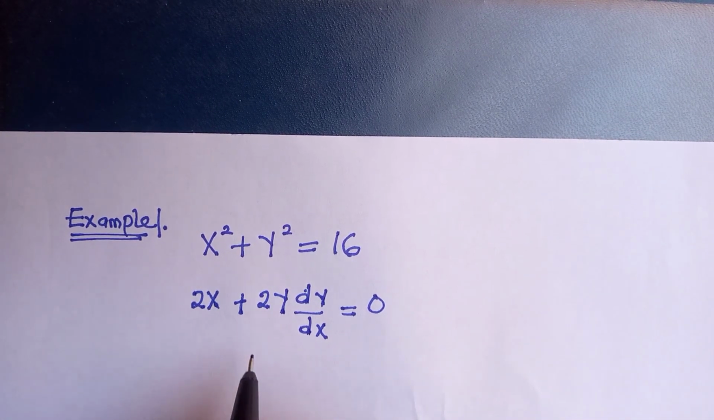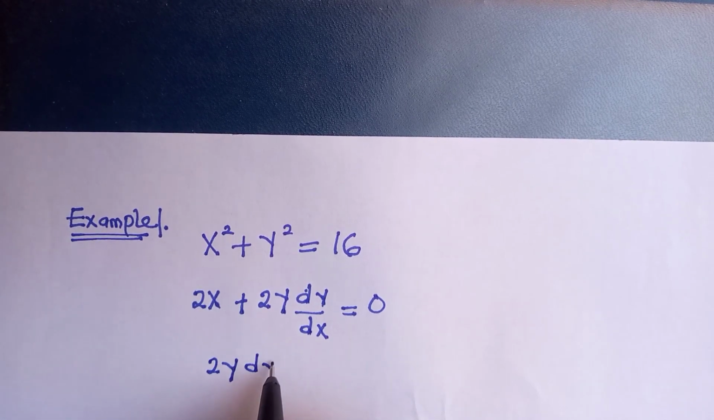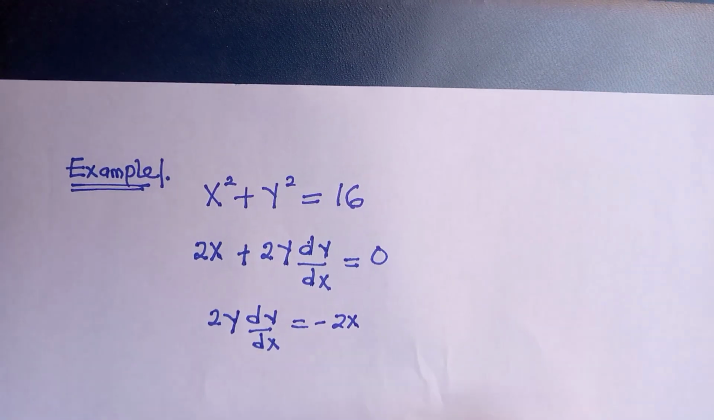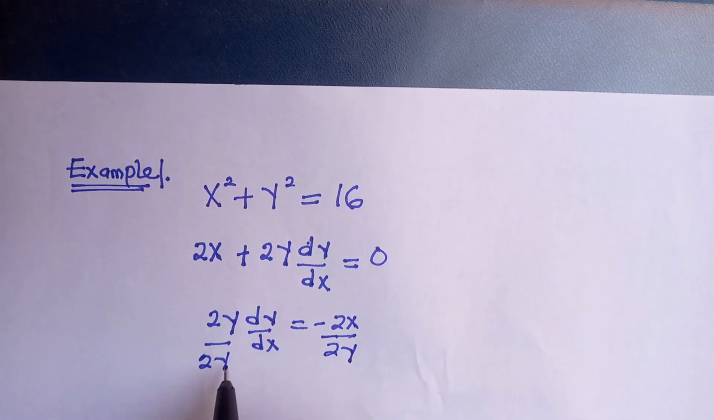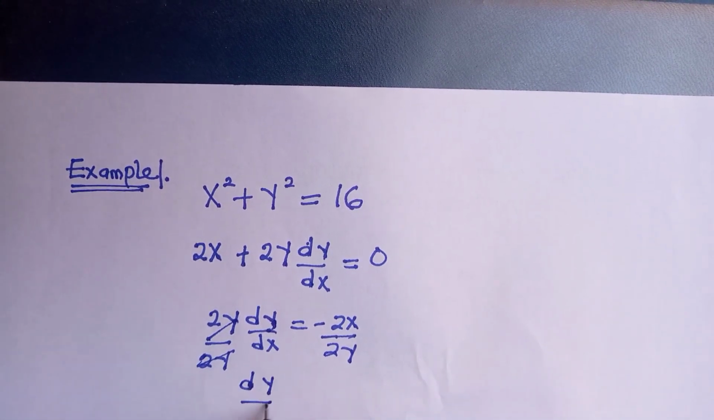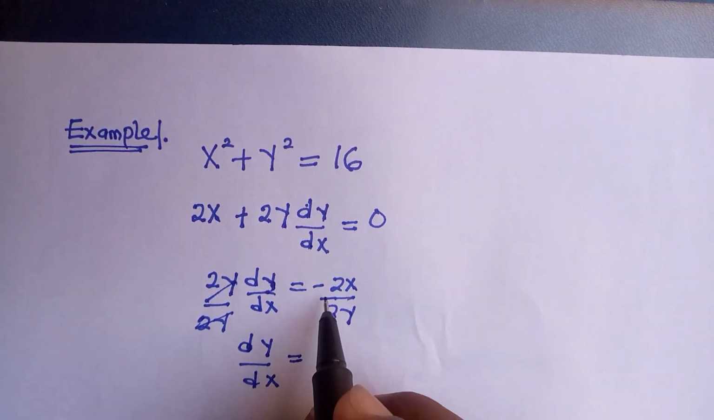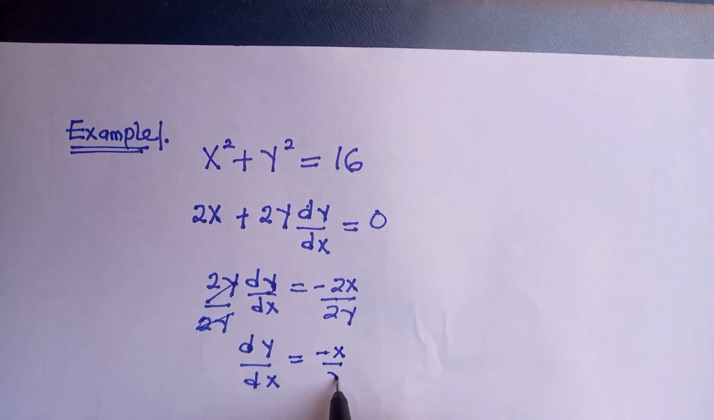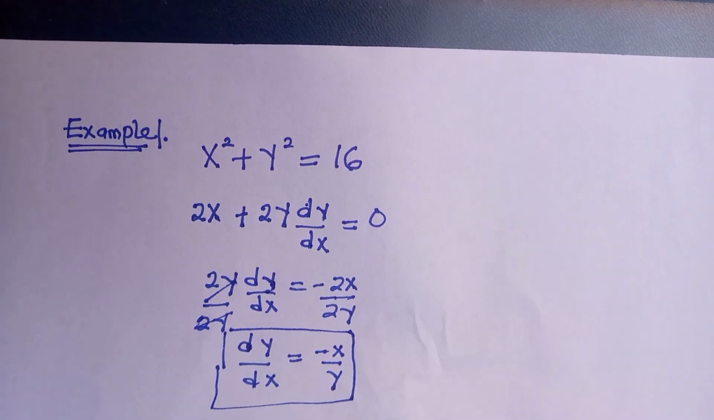Okay, so the next thing is we have 2x and 2y dy/dx, so we transfer 2x to that side. So we have 2y dy/dx equals minus 2x. It's positive, coming here it changes to negative. Then we divide both sides by 2y, that is the second stage, to make sure that dy/dx separates itself. So having dy/dx equals, if 2 cancels 2, we have minus x divided by y. So here is the first example, and it's as simple as it looks.